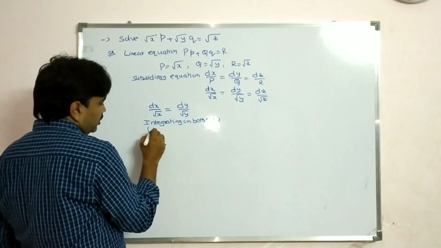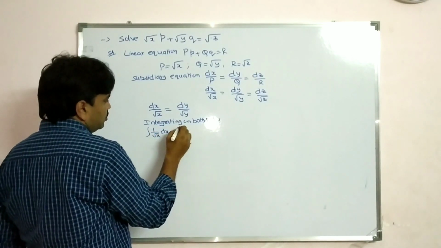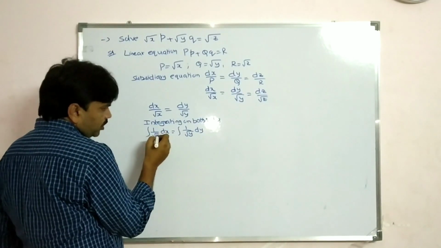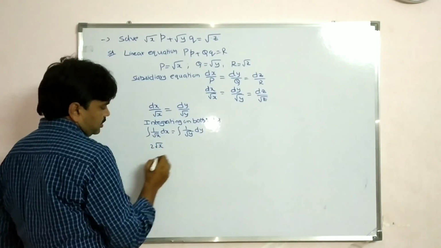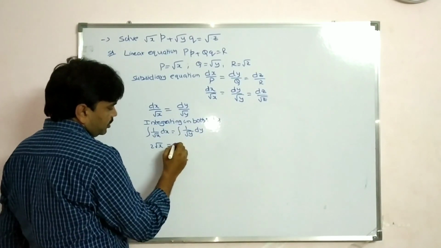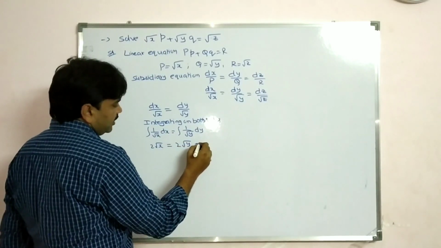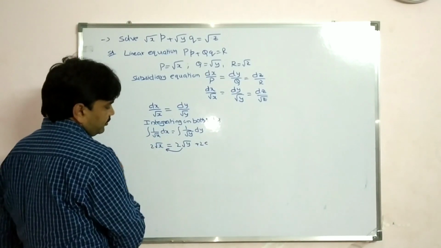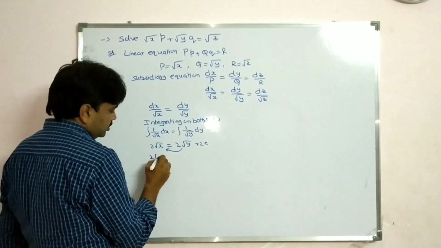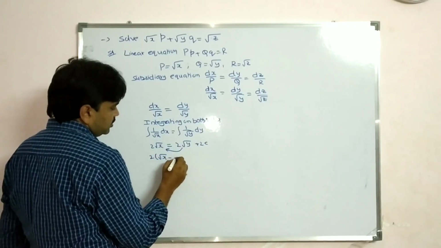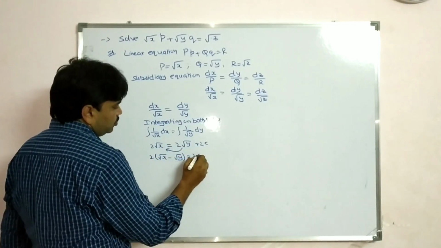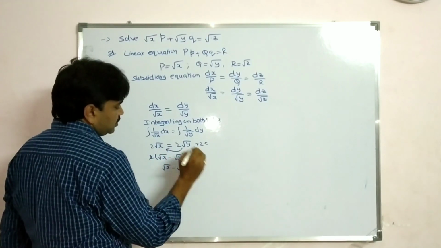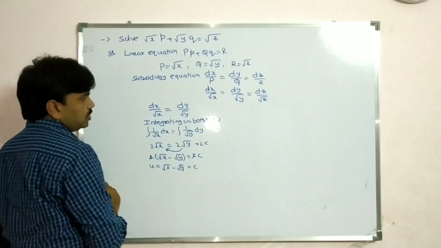You get here integral 1 by root x dx is equal to integral 1 by root y dy. So integral of 1 by root x, students, we get here 2 root x, that is equal to integral of 1 by root y, 2 root y, plus we can take here, students, 2c. Now you transpose the left hand side, taking common 2, we get here 2 into square root of x minus square root of y is equal to 2c. 2 cancels, we get here square root of x minus square root of y is equal to c. So this is u.